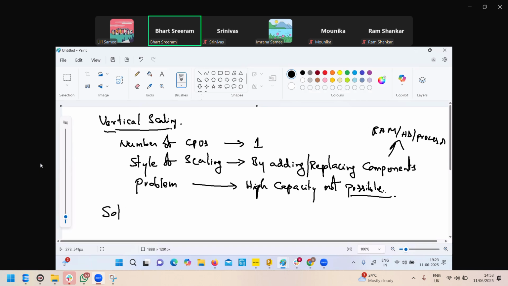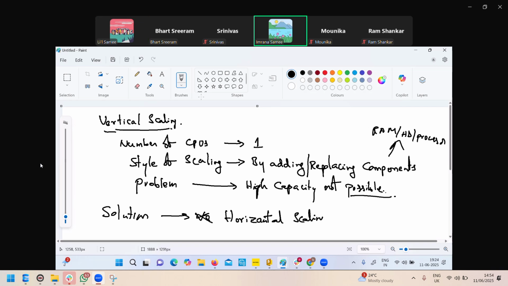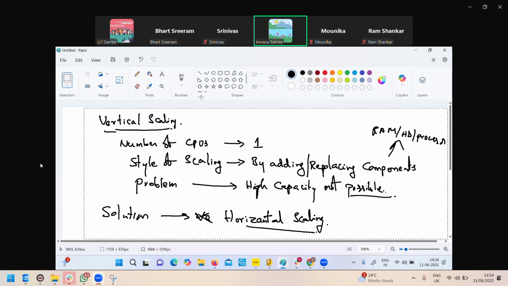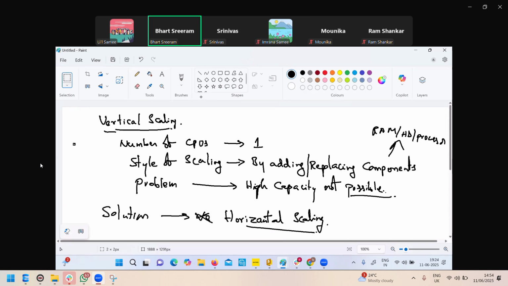For this, the solution is horizontal. Already vertical story is over. The next level: horizontal scaling. Now how it works, we will see. That means here, before, a small statement I am changing over here.